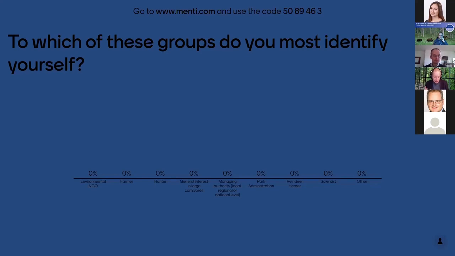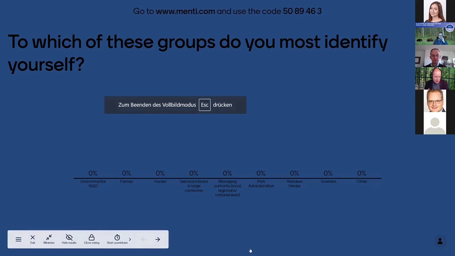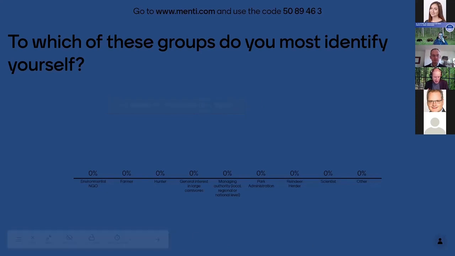organization you belong to. Now, you can join us making use of Mentimeter and enter the code you see on the screen, and you see that on top of the screen. So if you go to www.menti.com, and then you use the code 50894063. Once you have put in this code, you can work with Mentimeter.